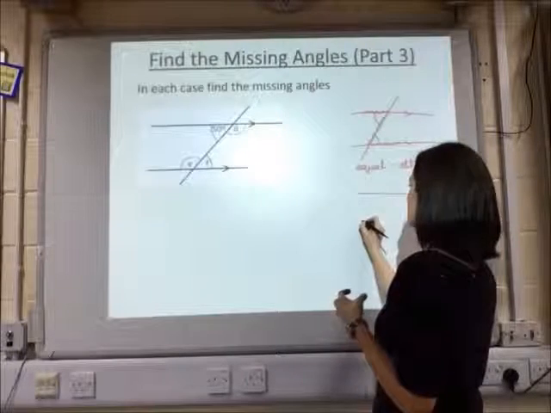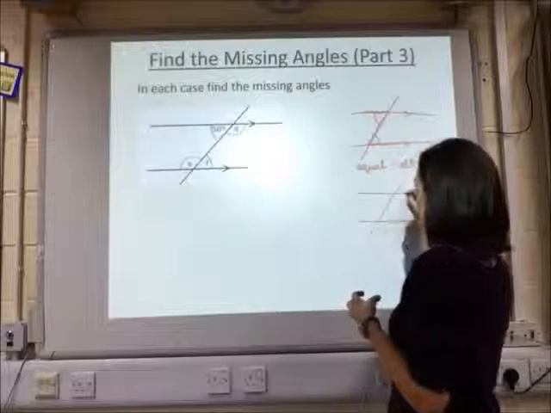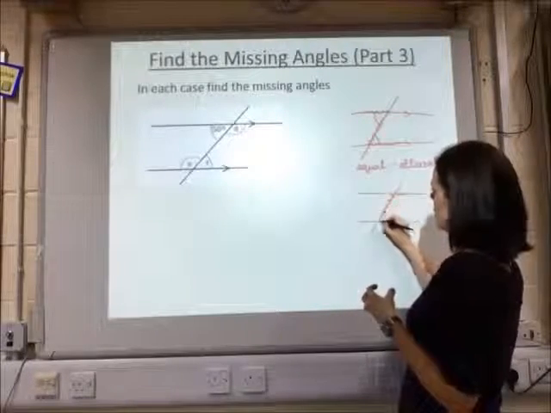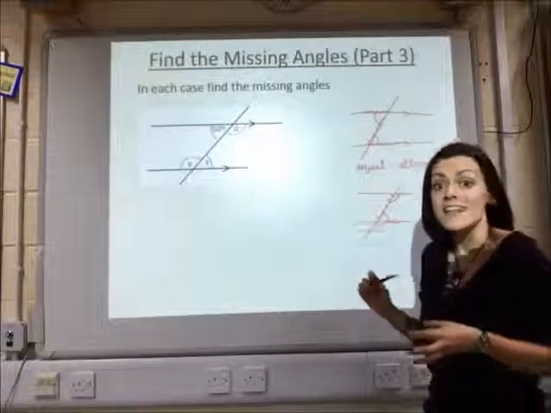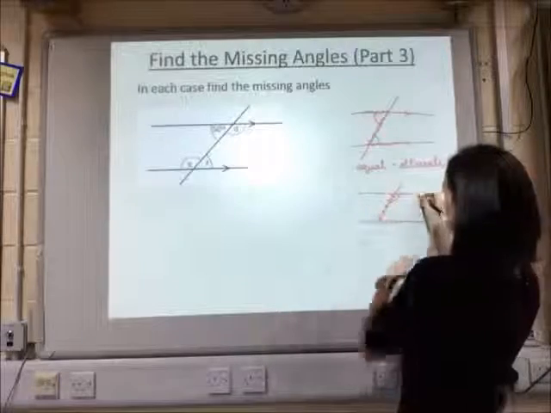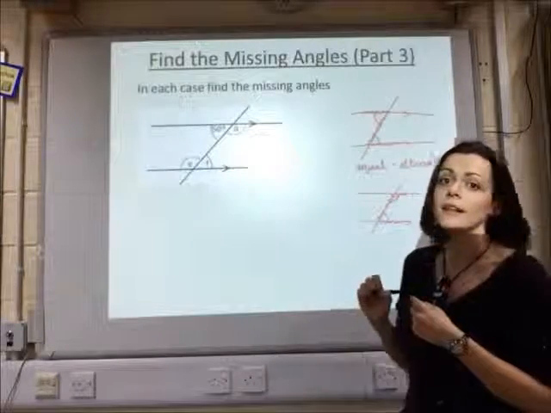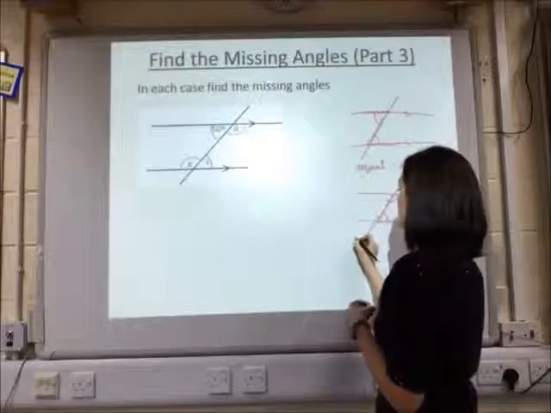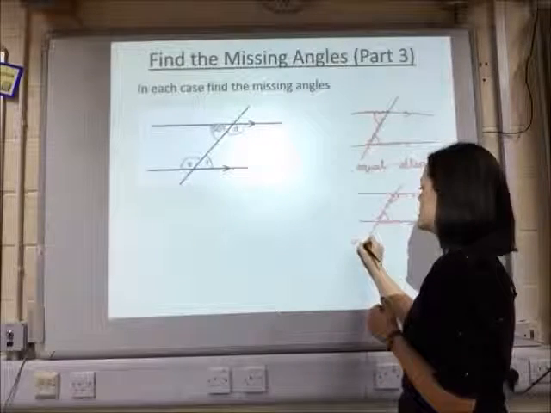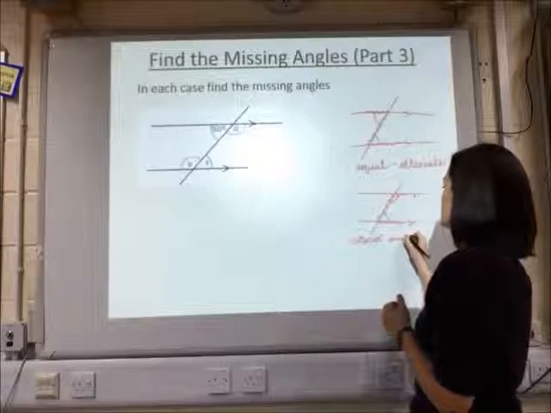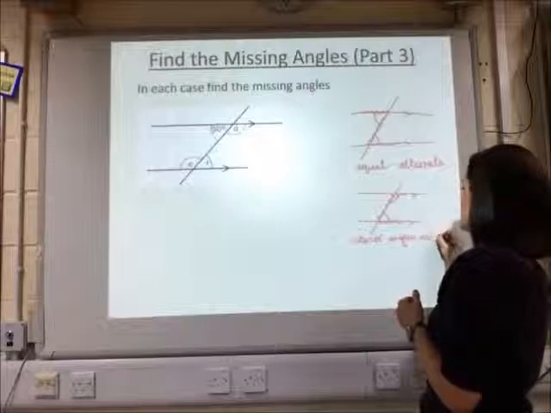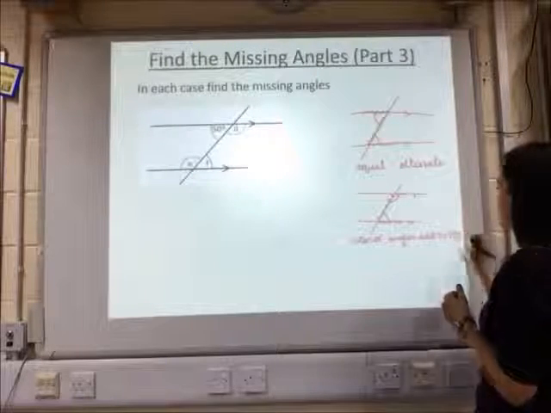Okay, there is another shape we can look for, and that is a C shape with the angles inside there, and they are interior angles because they are inside my two parallel lines. And they're not equal, they add up to 180 degrees, so interior angles add to 180 is our second fact.